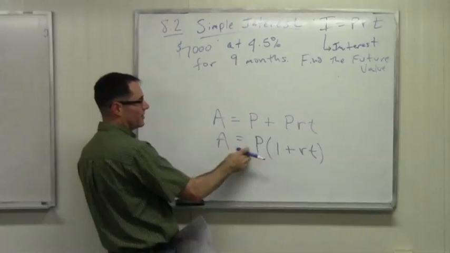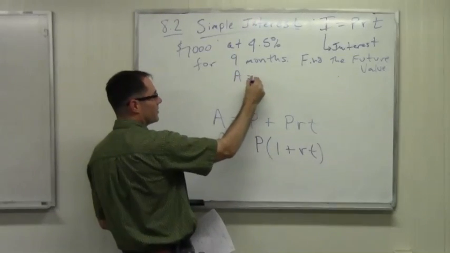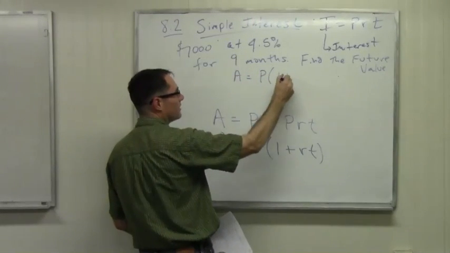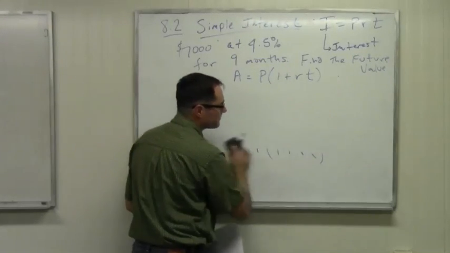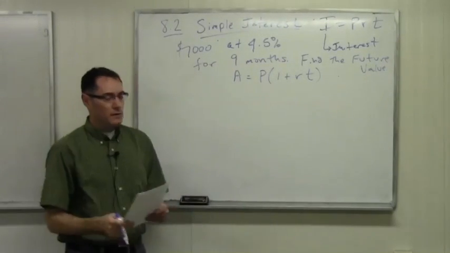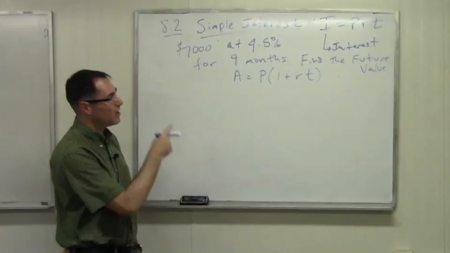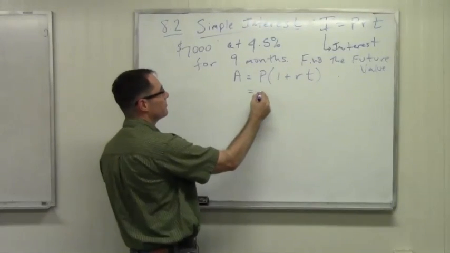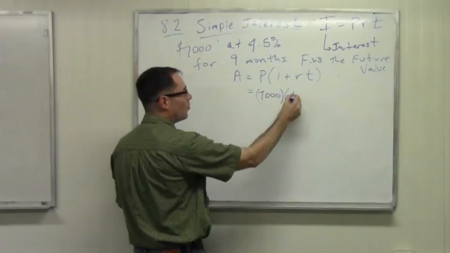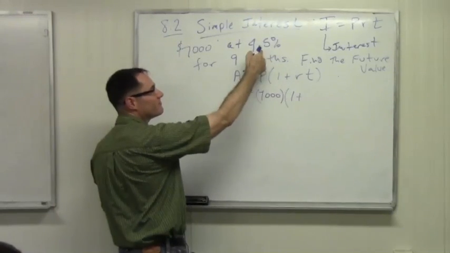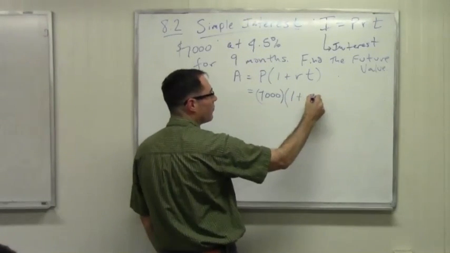Okay, I'll just rewrite this up here. Future value equals the principal times 1 plus the rate times the time. Okay, this is plug and chug basically. Principal is $7,000 times 1 plus the rate, in this case 4.5.